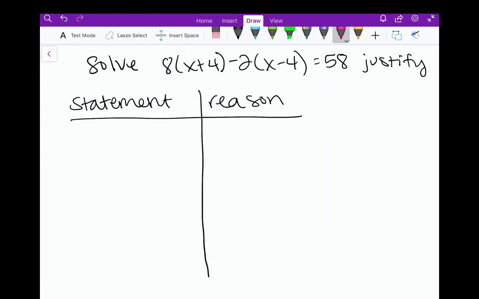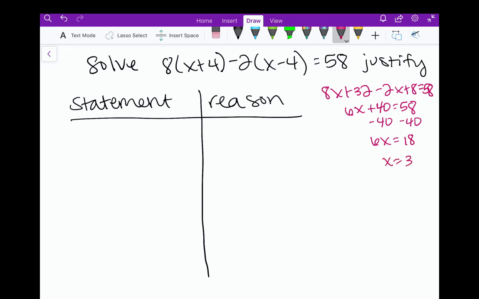Next, we're going to do 8 parentheses x plus 4 minus 2 parentheses x minus 4 equals 58. So let's go ahead and solve it over here. 8x plus 32 minus 2x plus 8 equals 58. I'm going to combine like terms to get 6x. 32 plus 8 is 40. Subtract the 40. 6x equals 18. X equals 3.